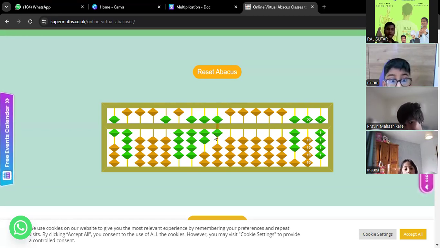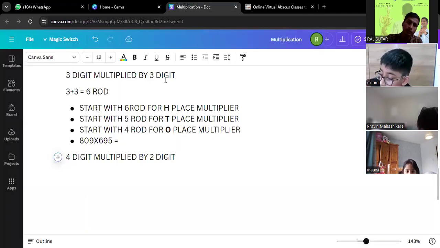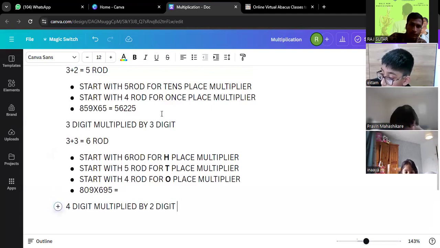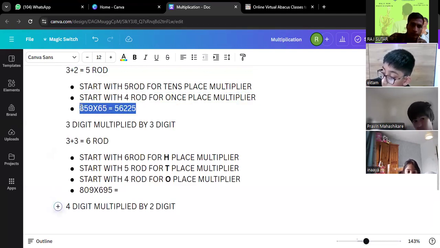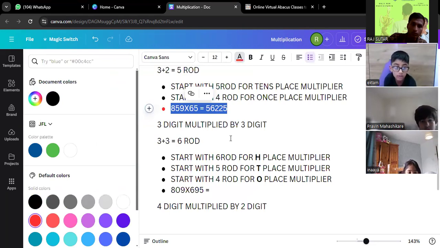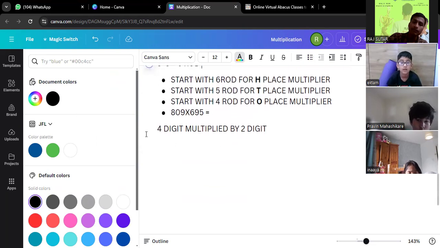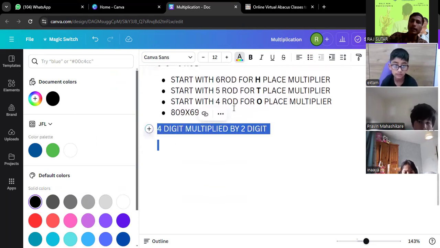Getting it, children, what I did? Awesome. These sums you have to practice for the homework. Today we will stop here. Daily, a little bit of multiplication should be done. We have completed till 3 digit multiplied by 2 digit. In the next class, we will start from 3 digit multiplied by 3 digit. It is simple only, 4 digit multiplied by 2 digit. Everything is in that sequence only. Are you getting the sequence of what we are doing?